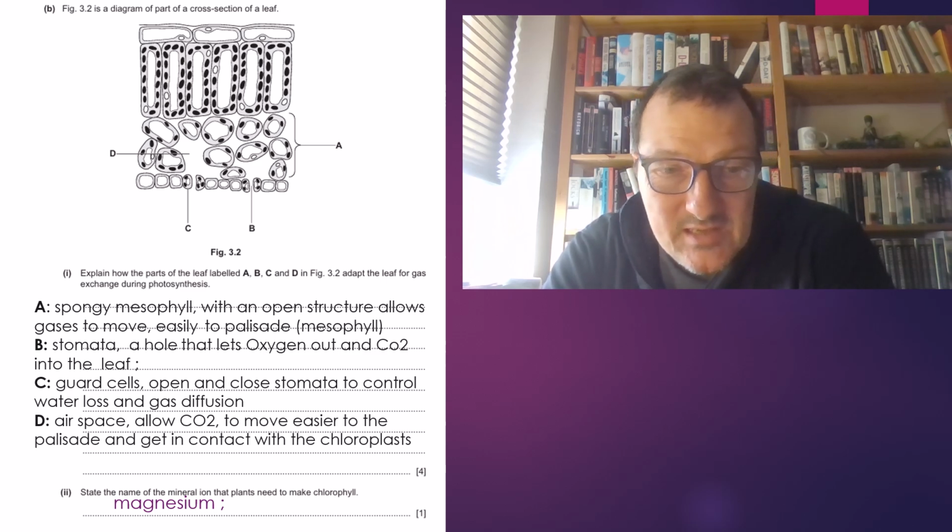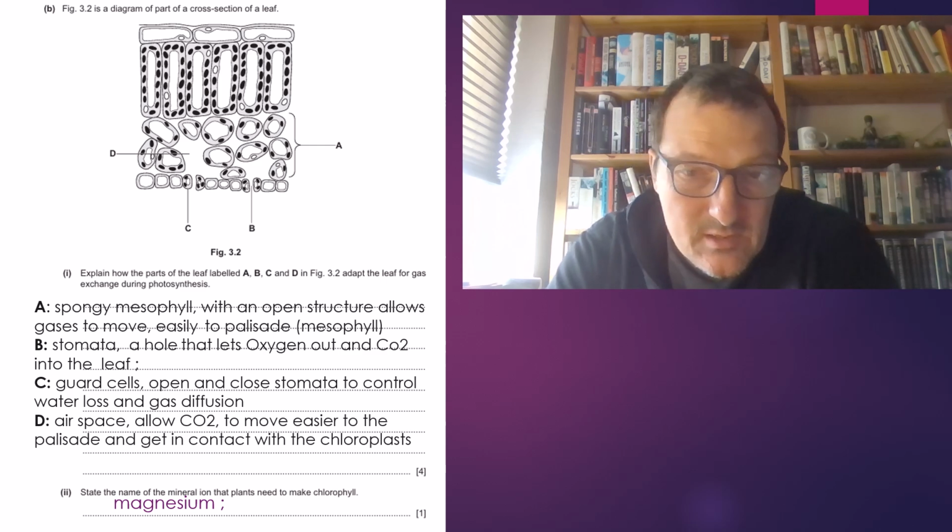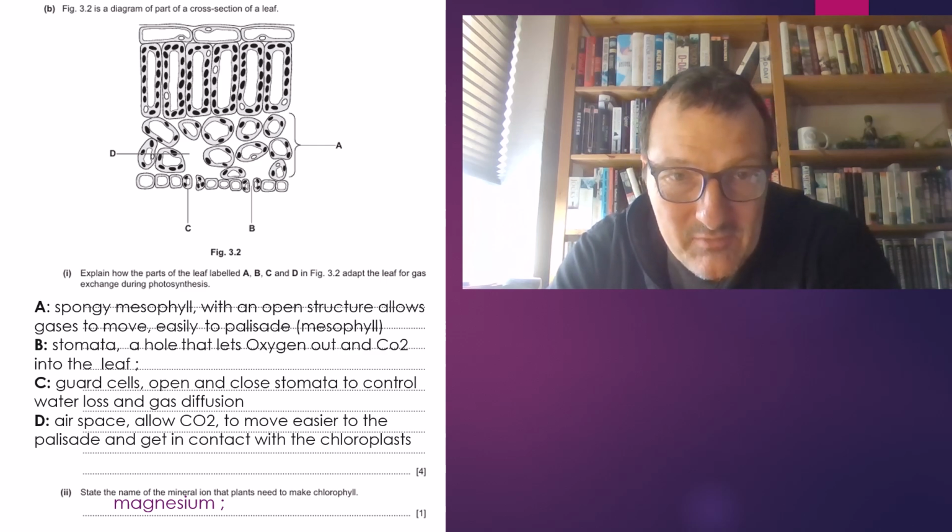And D is our airspace, and that allows the CO2 to move easier in the leaf and get into the palisade where we have the largest concentration of the chloroplasts. So you have to know quite a bit about the leaf structure. The error I saw most people do here is they confuse the stomata and the guard cell. And the name of the mineral ion the plants need to make chlorophyll is magnesium.